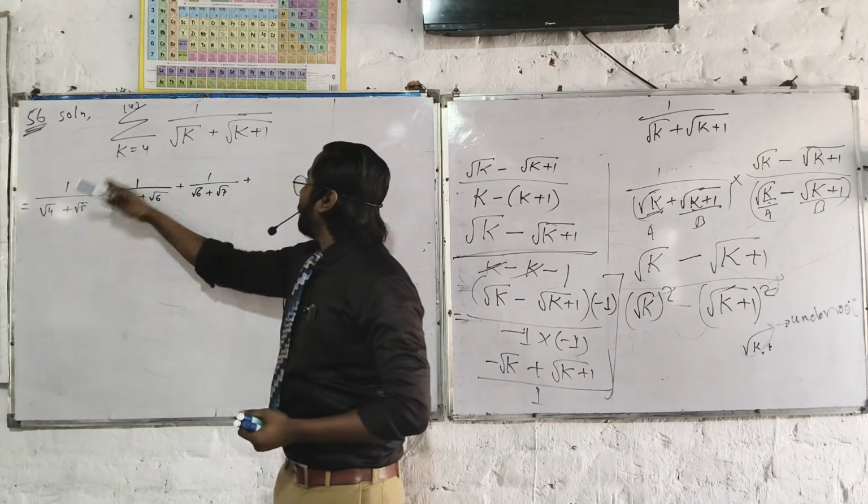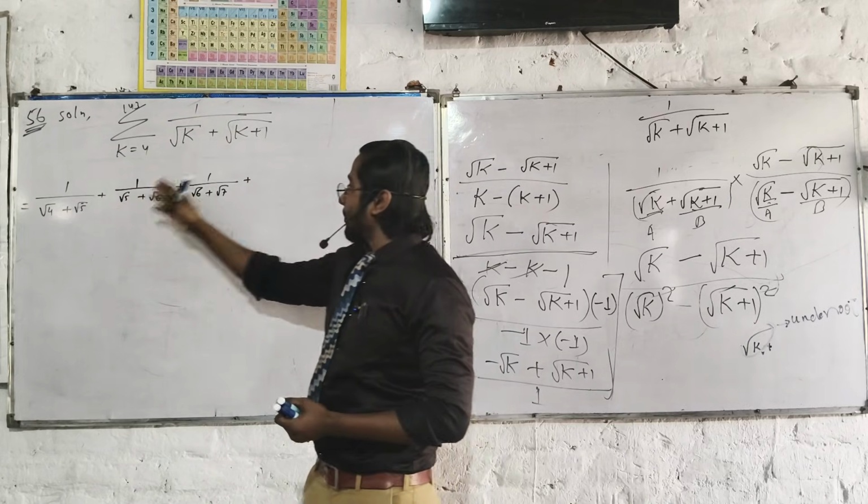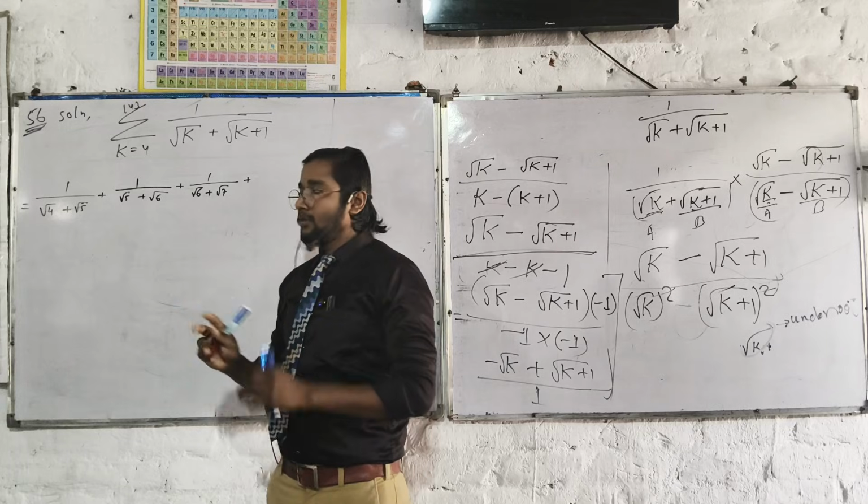Okay, and after that we got here k, and it is k plus 1, right? So we will say 4 plus 1 equals 5. It's very easy. Now let's put the k.